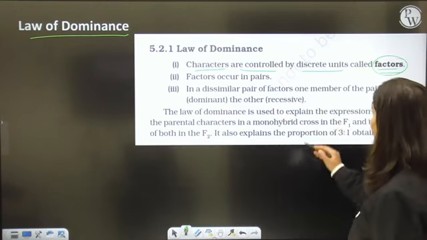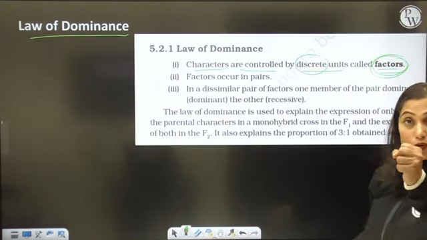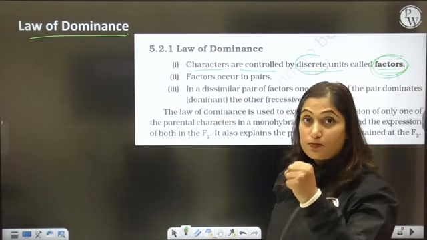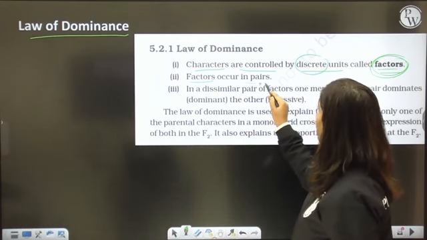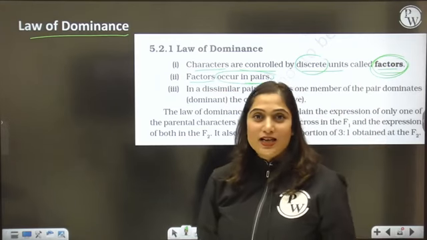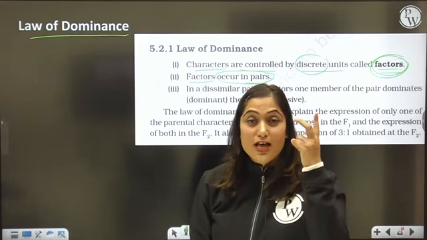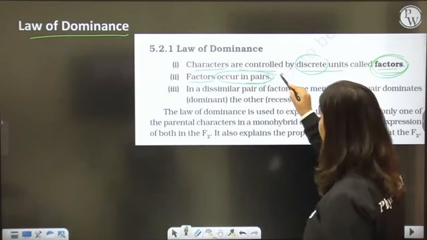Okay. So these are separate independent units called factors, which control a character and are responsible for the expression of the character. And these factors in a diploid individual occur in pairs. I just told you that in a diploid individual, a gene has 2 copies, a factor has 2 copies. That is why it occurs in pairs.